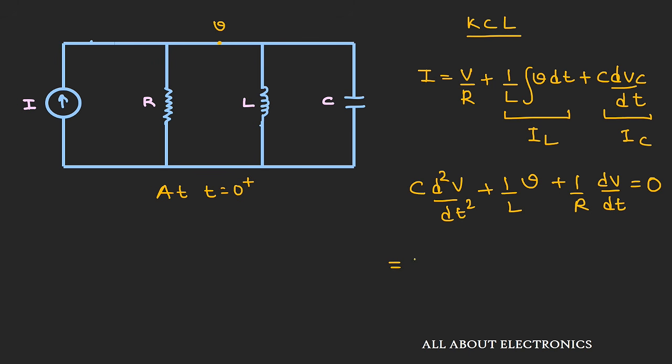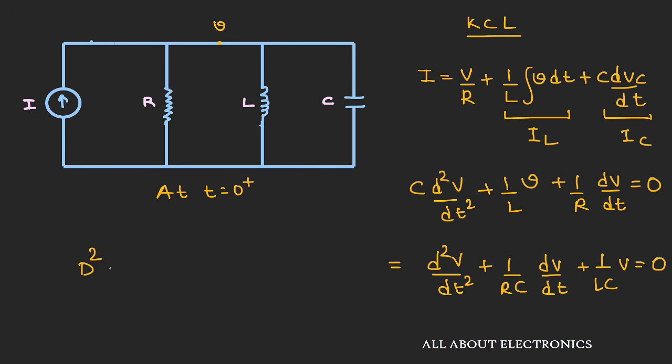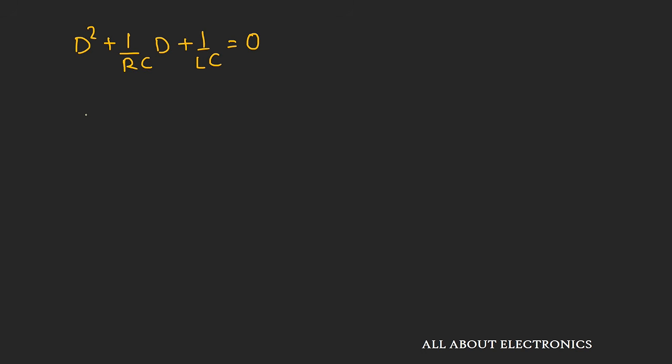Now again if we rearrange this equation, then we will get d²V/dt² plus (1/RC) dV/dt plus (1/LC) V, that is equal to 0. And if we write the characteristic equation, then we can write it as d² plus (1/RC) d plus 1/LC, that is equal to 0. So now again this equation will have two roots.